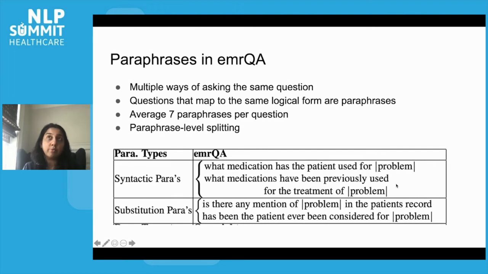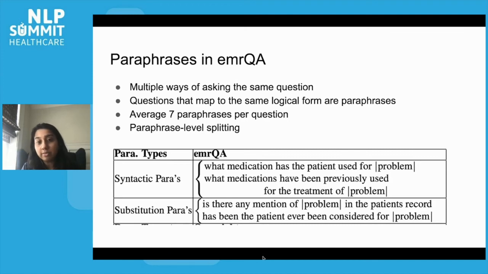Substitution paraphrases are where there is phrase or word substitution across the two questions, but they end up meaning the same. So in this case, is there any mention of problem in the patient's record is the same as has the patient ever been considered for problem. So we see both types, syntactic as well as substitution paraphrases in emrQA.